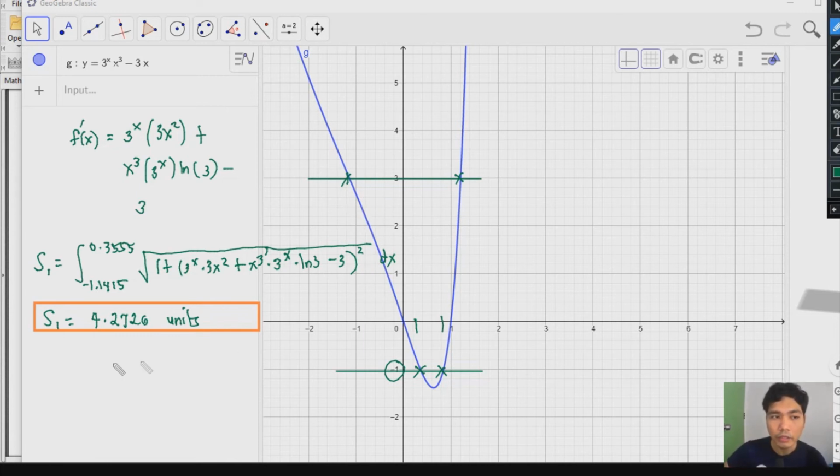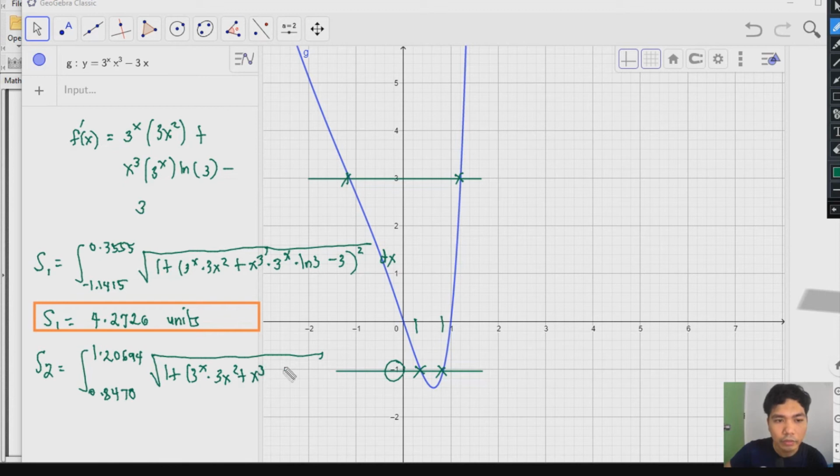Now how about the other one? So yung other one is S2, so that is the integral from 0.847 to 1.20694, and then we use the same formula lang naman. So 1 plus 3 raised to x times 3x squared plus x cubed times 3 raised to x times ln of 3 minus 3 squared dx. Okay, and then S2 would be equal to, basta don't forget to include yung square kasi dun lagi talaga nagkakatalo dyan eh. Kasi pag di nyo nalagay yan, baka mamali kayo, no?